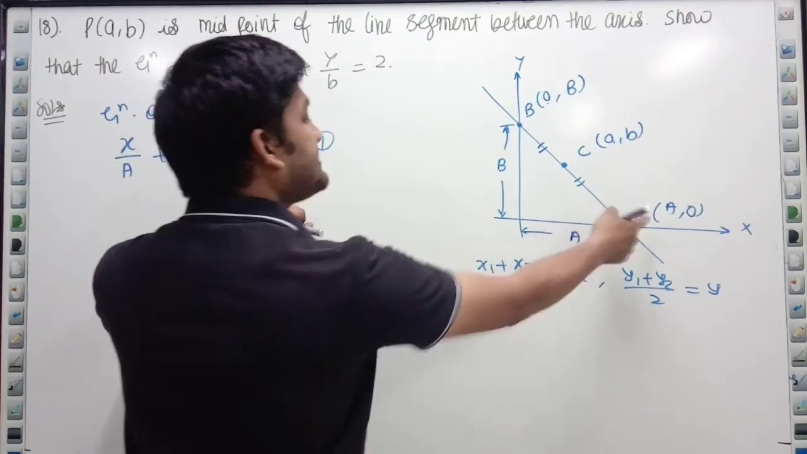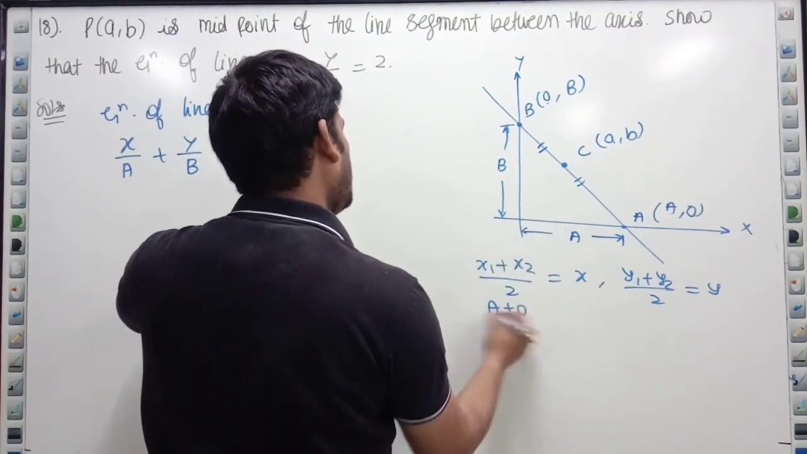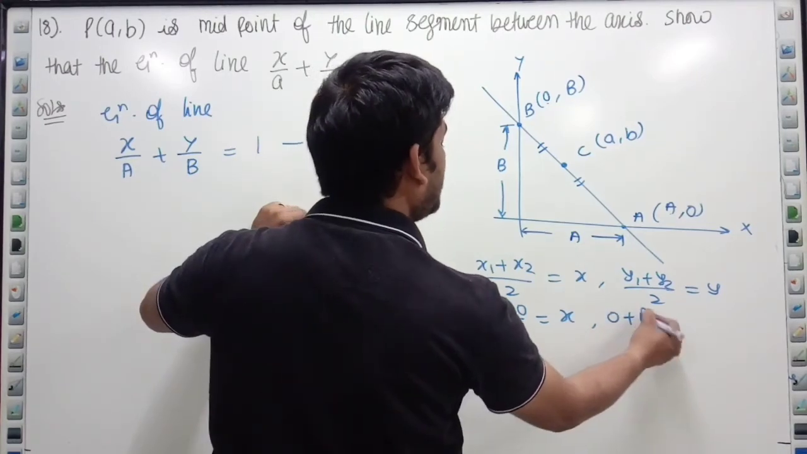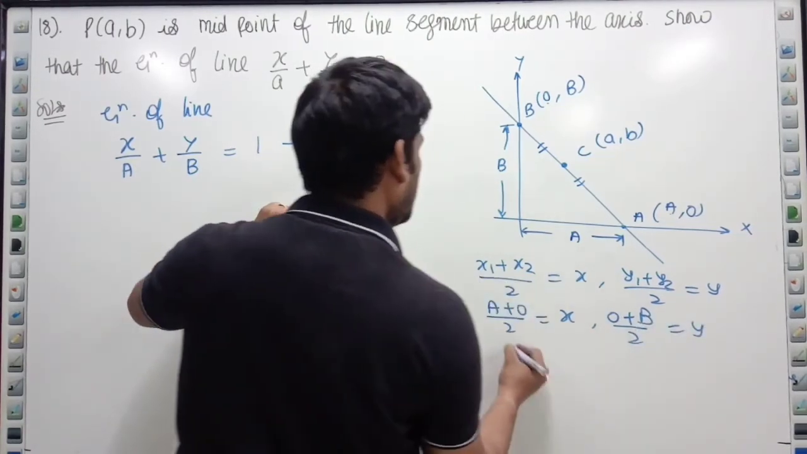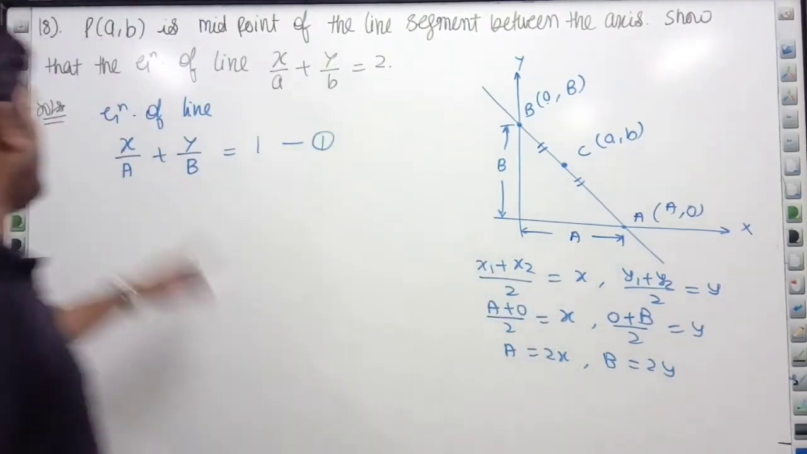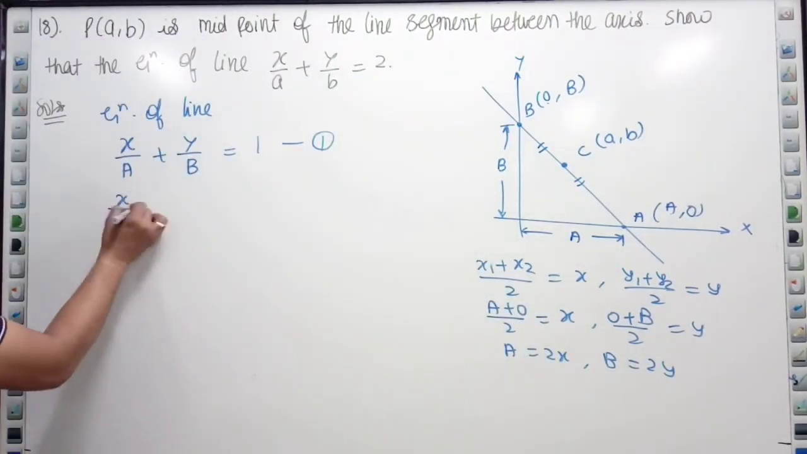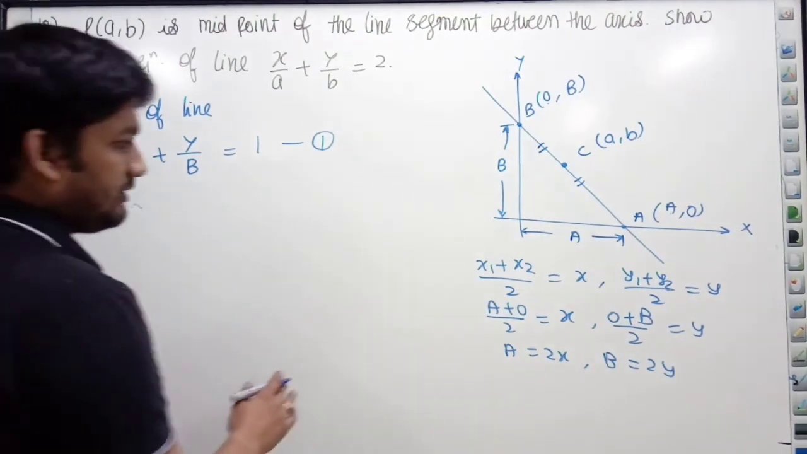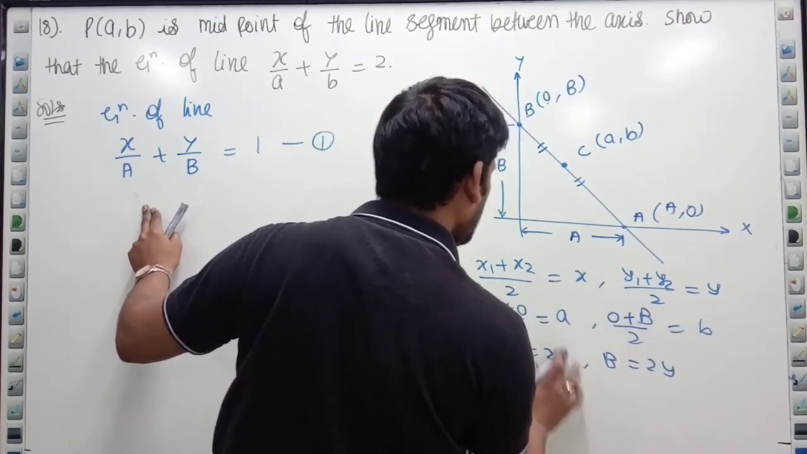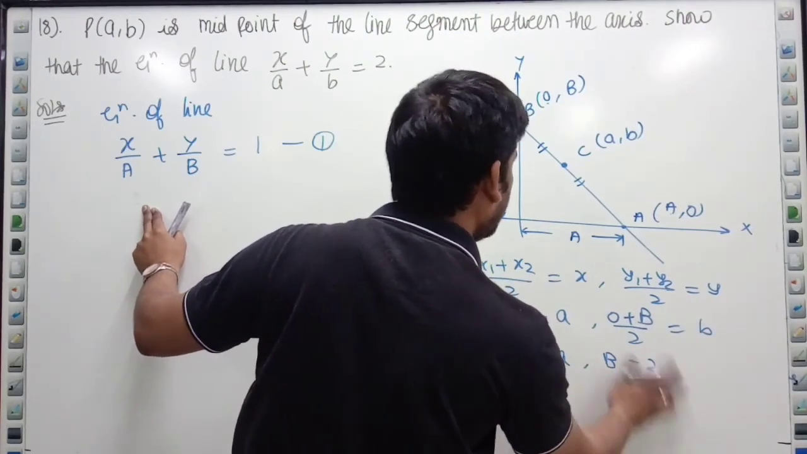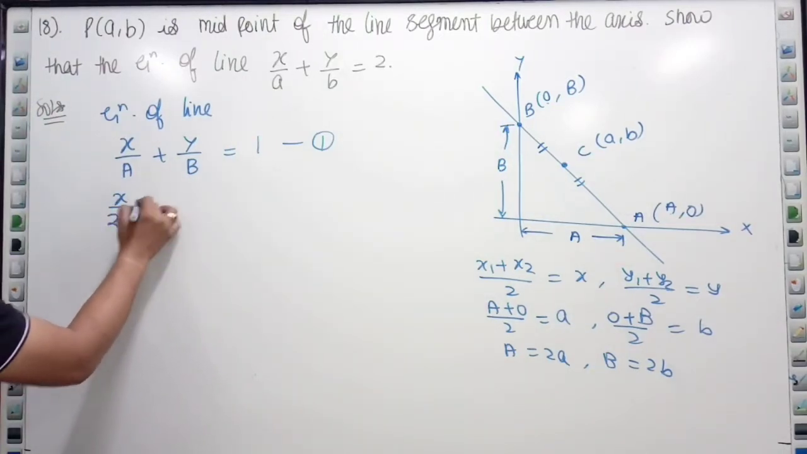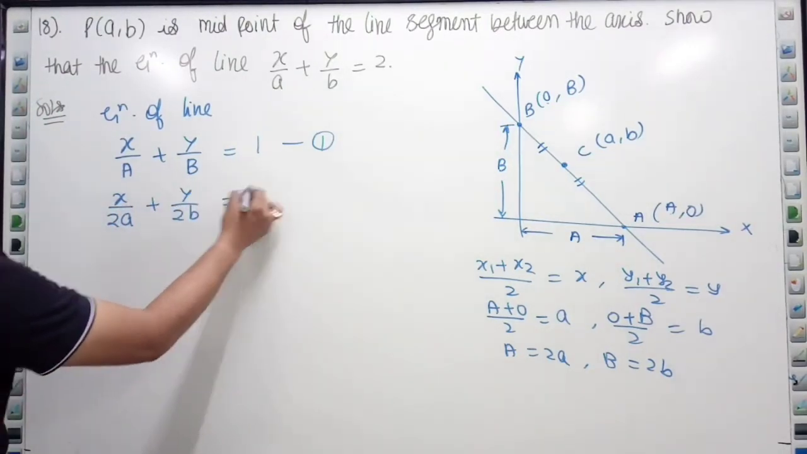What is x1 plus x2? a plus 0. y1 plus y2 is 0 plus b. So a equal to 2x, b equal to 2y. So I will put it there: x upon 2a plus y upon 2b equal to 1, where this x is a and y is b.